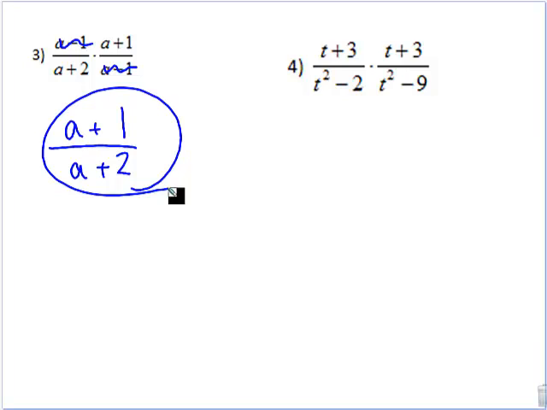All right, so number 4, I've got t plus 3 all over t squared minus 2 times t plus 3 all over t squared minus 9.